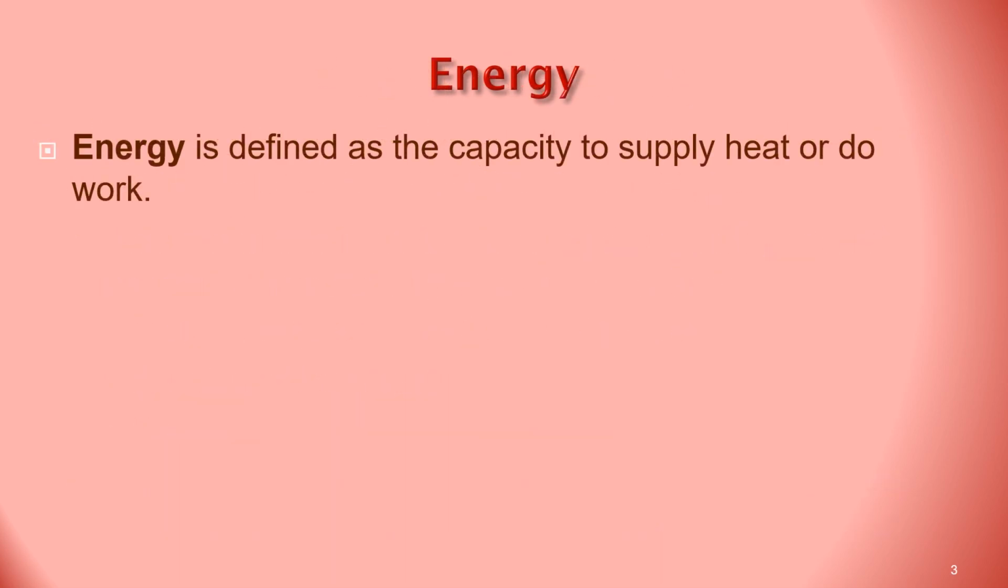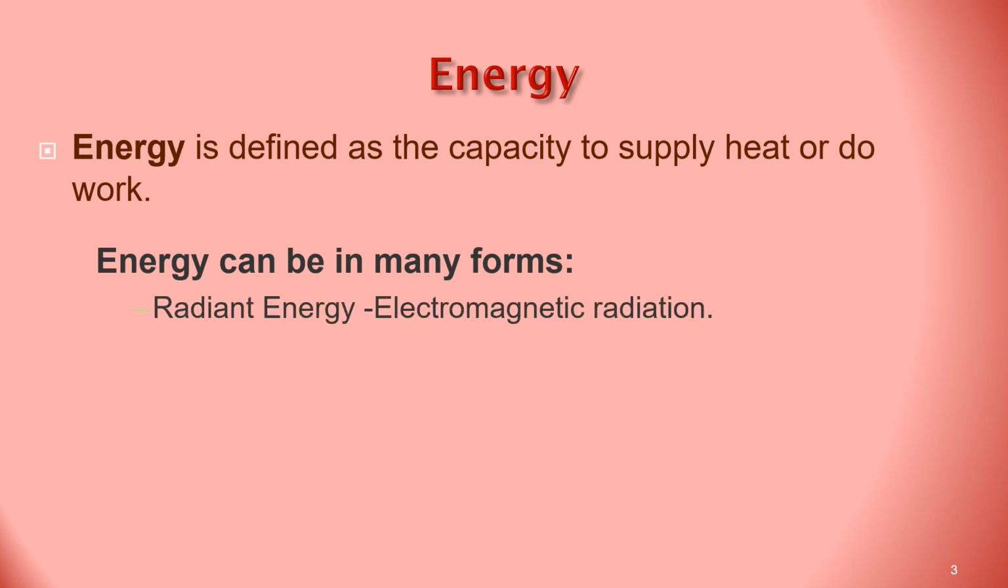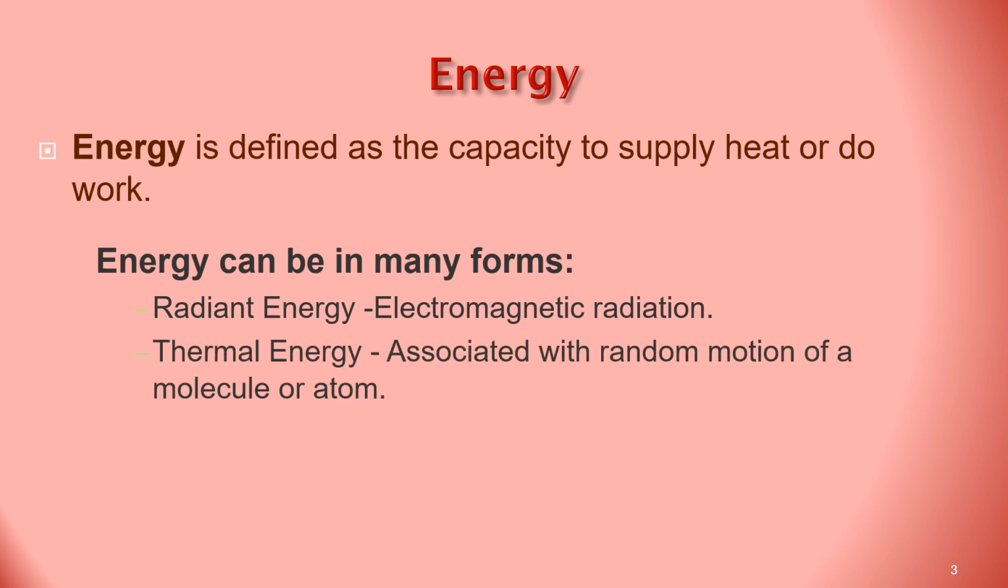Okay, so first let's define what is energy. You probably have a vague idea of what energy is, but energy is just defined as the capacity to supply heat or do work. Probably you've heard of different kinds of energy, so just take a minute and think about what kinds of energies you've heard of. Things like radiant energy, which is energy from the sun especially, or from lights, electromagnetic radiation, visible light, infrared light.